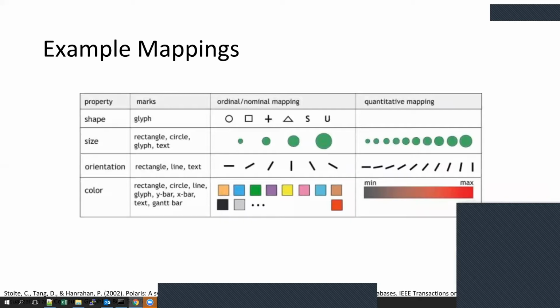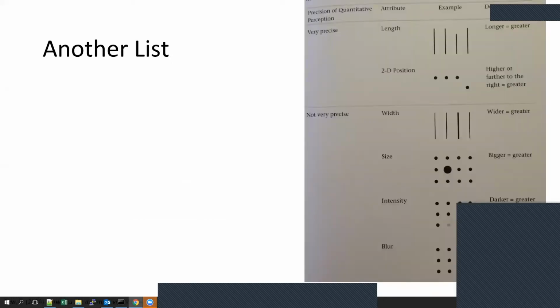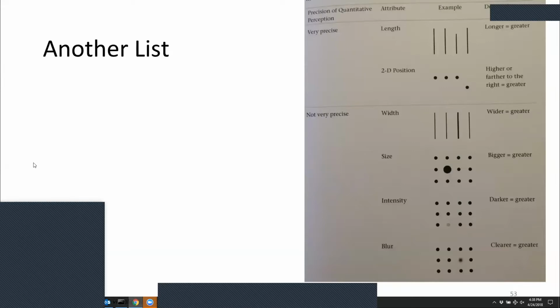Some example mappings in this regard are things like ordinal and nominal scaling and quantitative mapping as well. You can change things like the glyphs, so the shapes of the actual objects, sizing, variations, orientations. Coloring is also going to be a major conversation piece in this regard. A couple more lists go through various links, positioning obviously being one of the more precise ones, width, size, intensity, blur, things of that nature being tied into this.